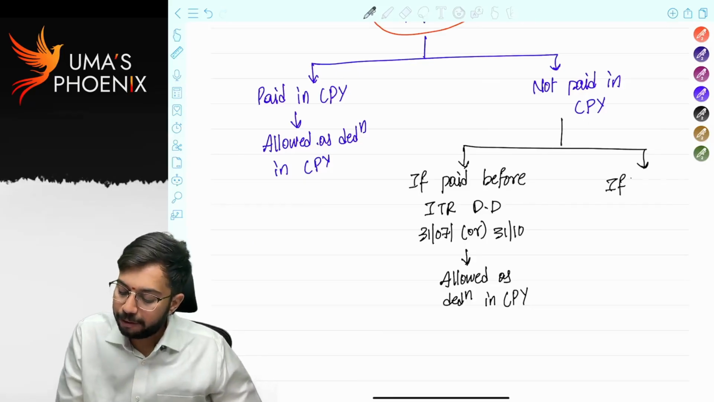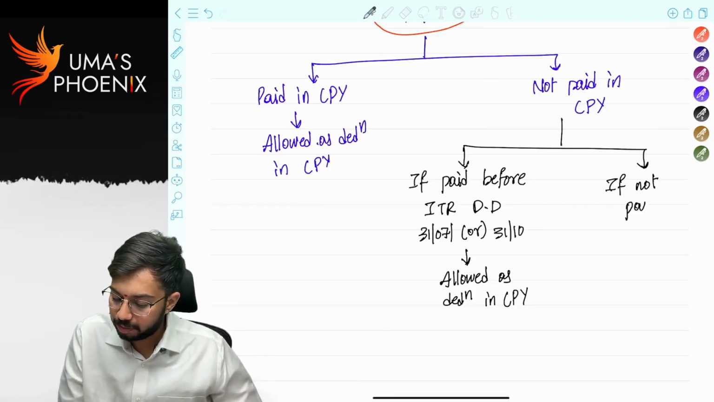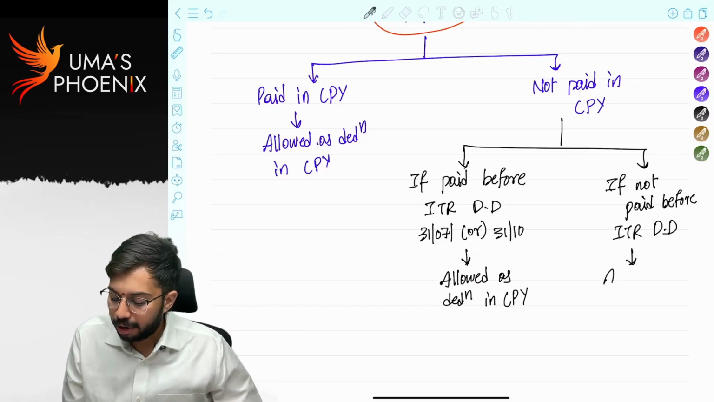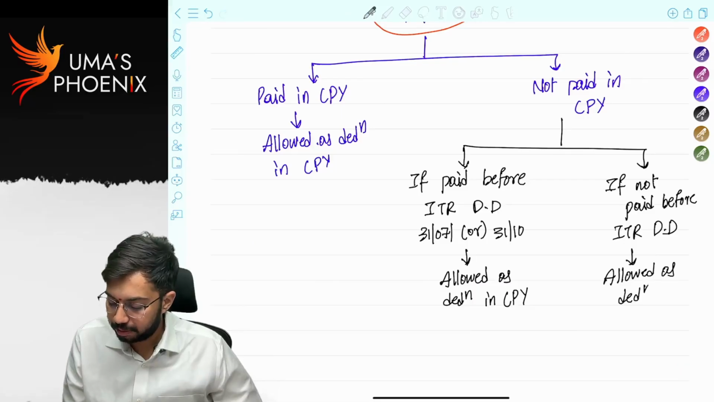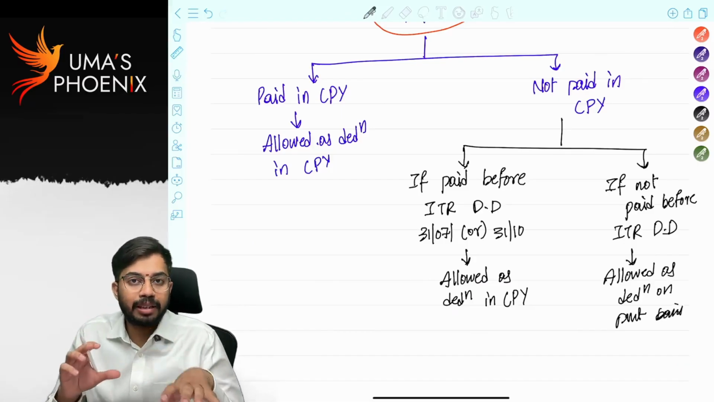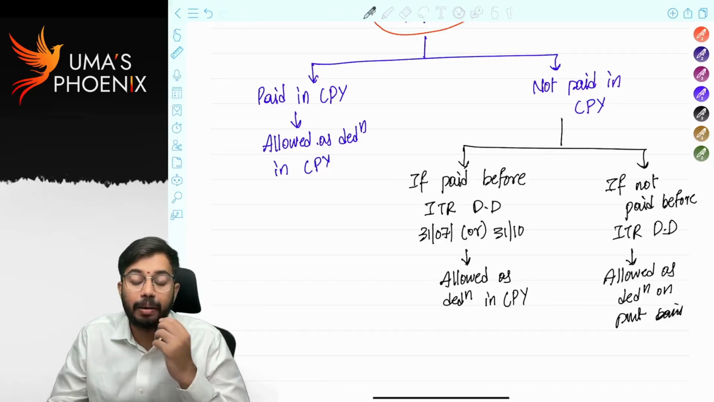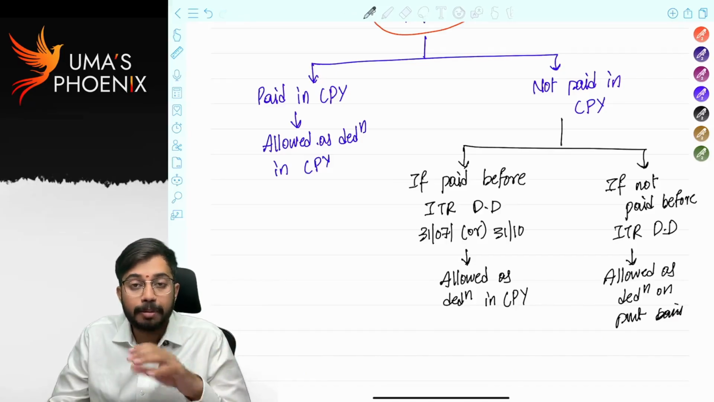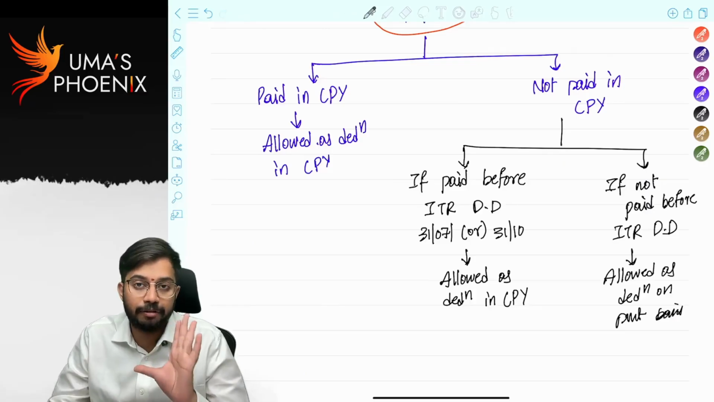If not paid before ITR due date, then allowed as deduction on payment basis. Allowed as deduction on payment basis. Simple. So whatever the 6 payments covered under 43B are there, you take any PGBP problem, without 43B adjustment, there will not be such a problem. That much important this provision is, listen carefully.